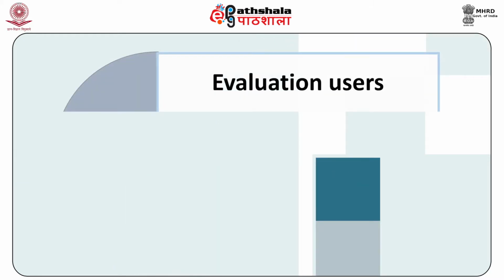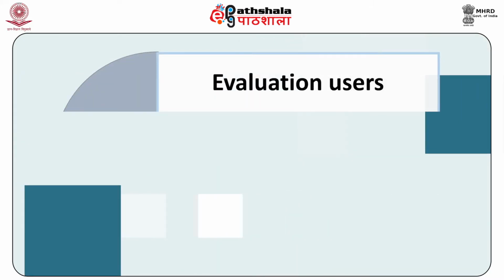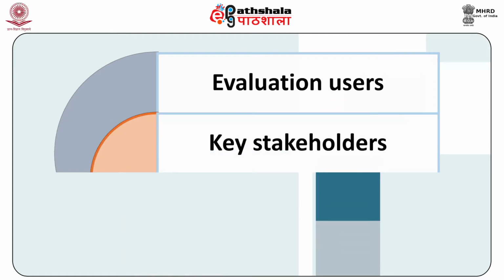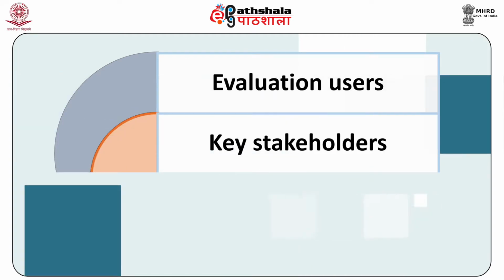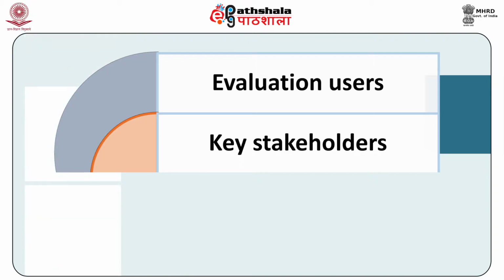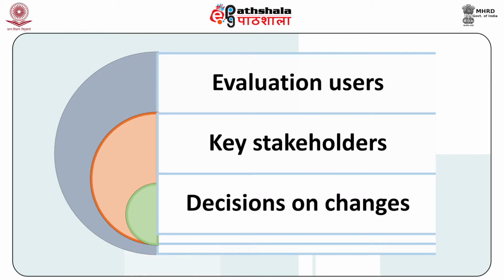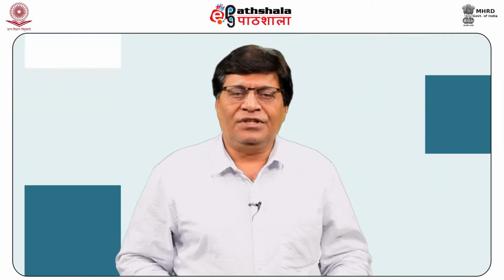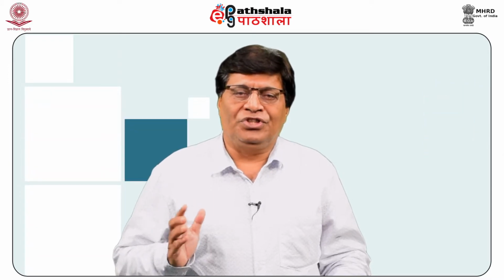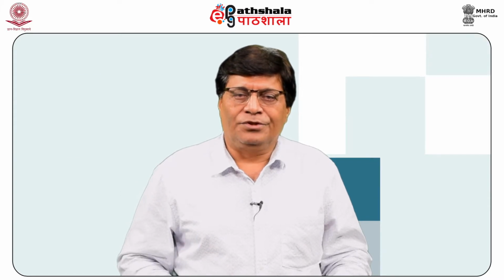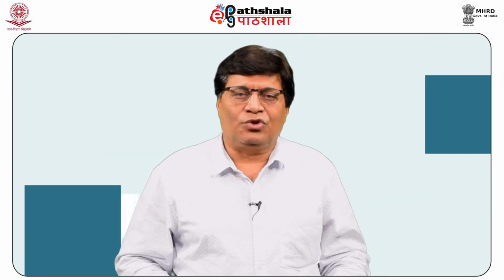5. Identifying evaluation users. Next, the purposes of evaluation activities to be undertaken are identified, together with the key stakeholders to whom they are being directed, in addition to which decisions on changes would be made. 6. Achieving agreements to proceed. Finally, the evaluation plan is reviewed with the various stakeholders.